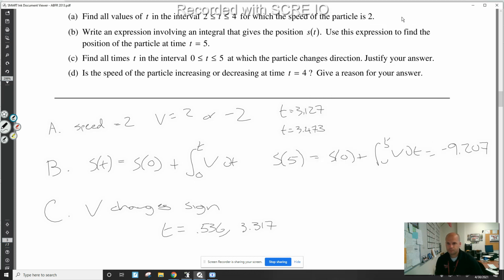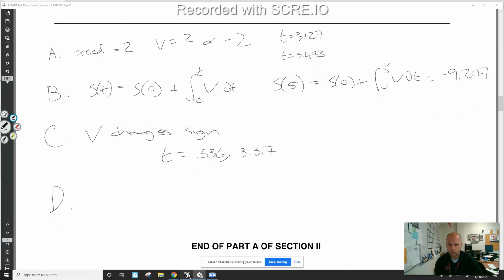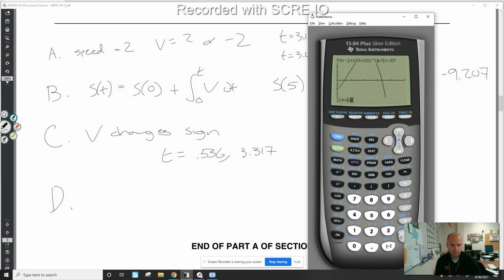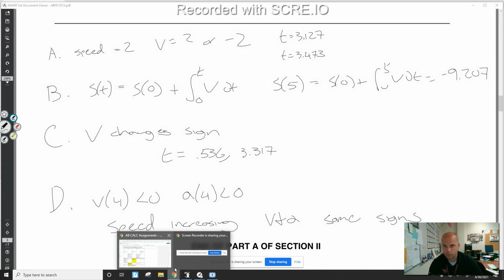Part D, is the speed increasing or decreasing? Another speed question. At t equals 4, the velocity is negative. You don't have to provide the thing. The acceleration, find our derivative at 4. The acceleration is negative. Speed is increasing. V and A signs are the same. Okay. Let's see the scoring guidelines for 2013.